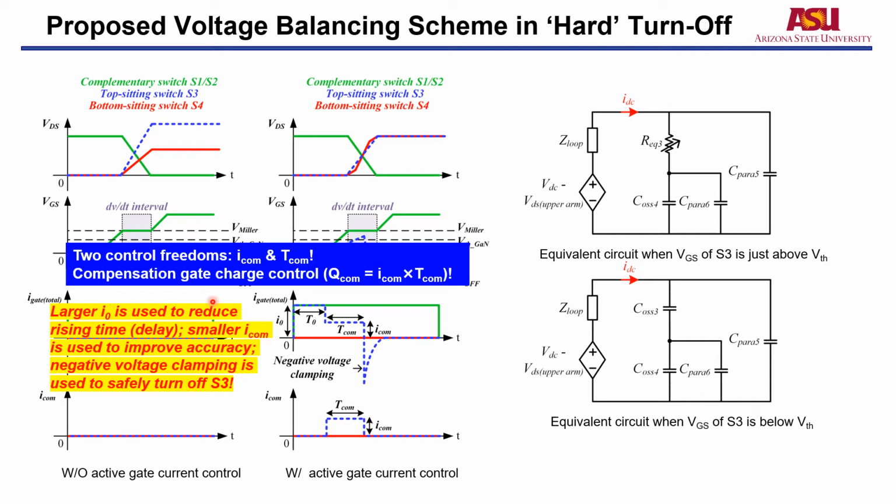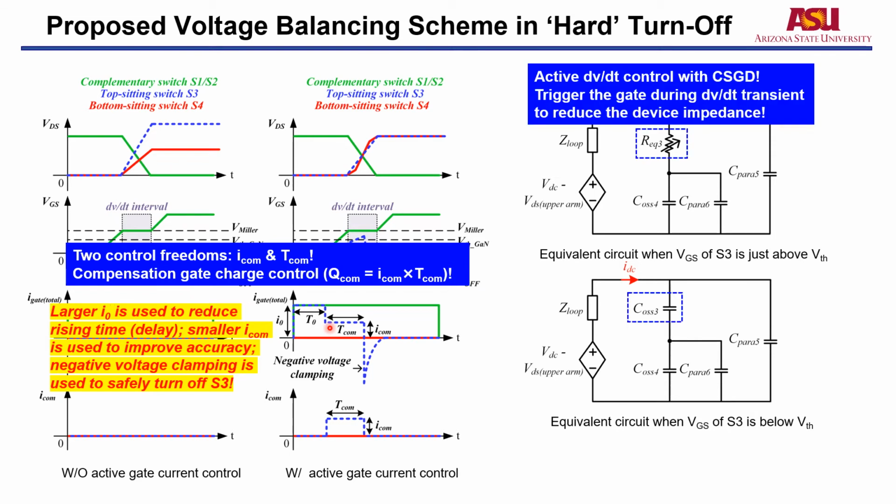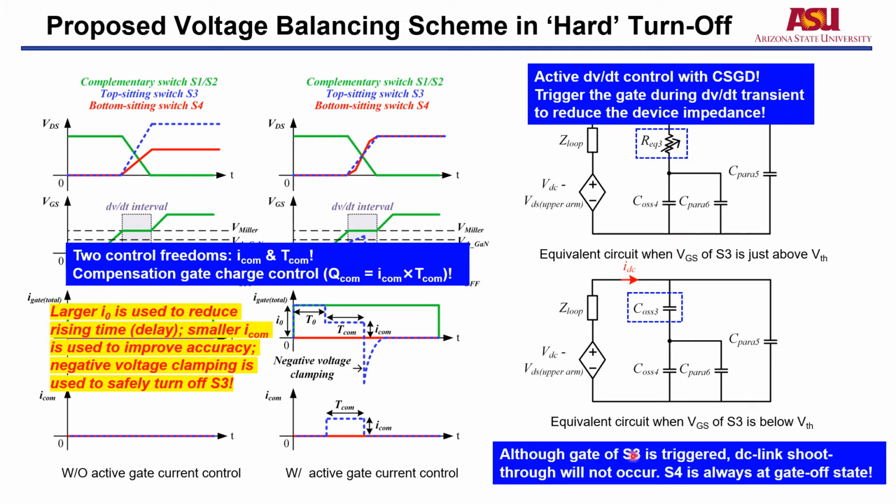So again, we have two control freedoms, the ICOM and the TCOM. It is basically a compensation gate charge control. So basically, this scheme is active dv/dt control with the current source control. We trigger the gate during the dv/dt transient to reduce the device impedance. Although the gate of S3 is triggered, the DC link shoot-through will not occur because S4 is always at the gate off state.